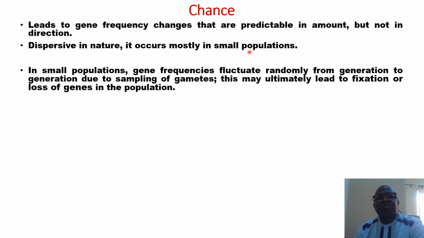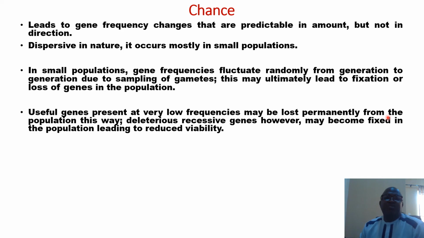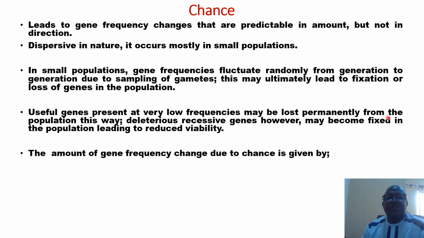And in such small populations where gene frequencies can fluctuate randomly from generation to generation, it may lead to fixation of a gene or a total loss of such a gene in that population. So when this happens, useful genes, when present at very low frequencies, may become lost totally from the population. Meanwhile, deleterious recessive genes, however, may become fixed in that population, leading to reduced viability.